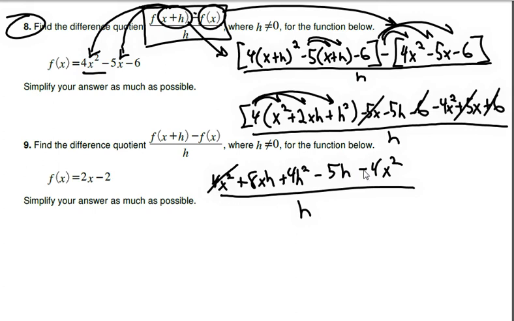And hey, what do you know? Minus 4x squared, or 4x squared and a minus 4x squared. Those will cancel out to 0. So my numerator is just simply an 8xh plus 4h squared minus 5h.